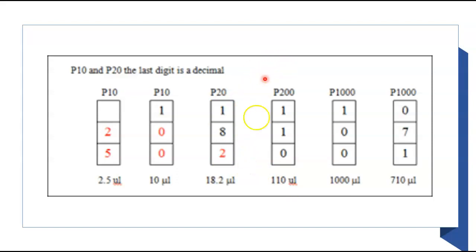Now with P200, it will be kind of different. For example, here 110 would just be 110. There is no decimal place here.